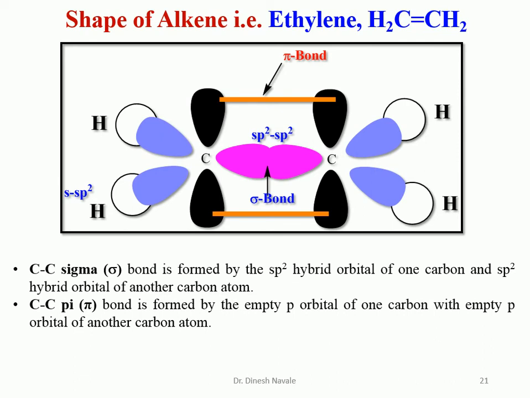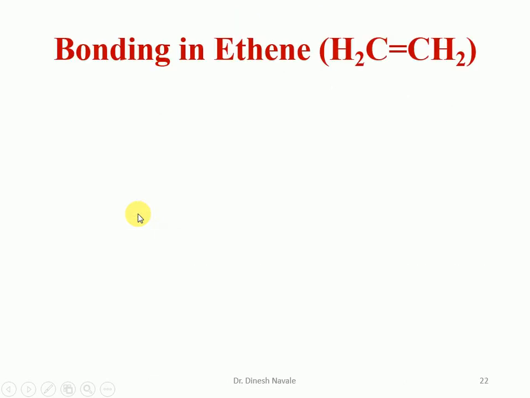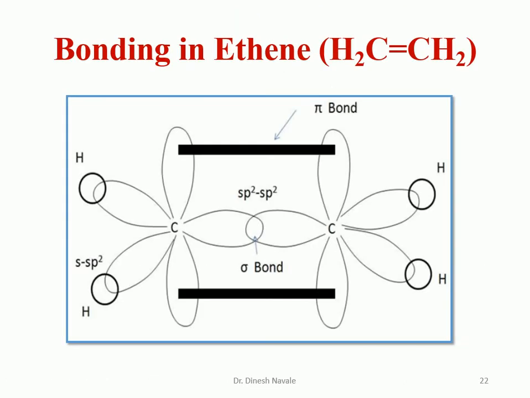Whereas the carbon-carbon pi bond will be formed by the 2p orbital of one carbon with the 2p orbital of another carbon. Or we can mention it as an unhybridized p orbital of one carbon atom with an unhybridized p orbital of the other carbon atom. Whereas the C-H bond will be formed by the sp2 hybridized orbital of one carbon atom and the s orbital of the hydrogen atom. So this is the bonding in the ethylene molecule.